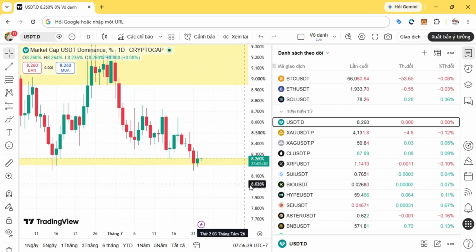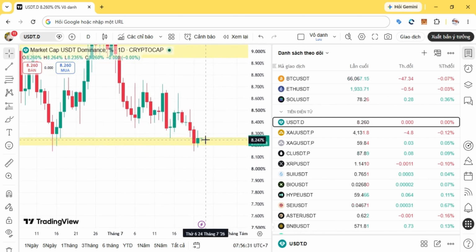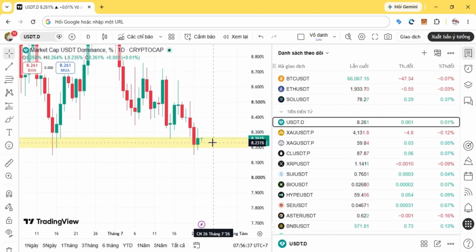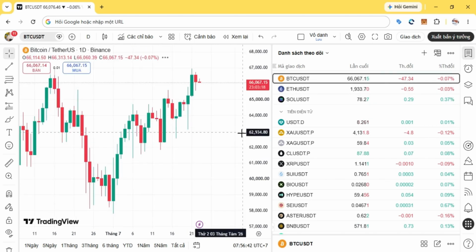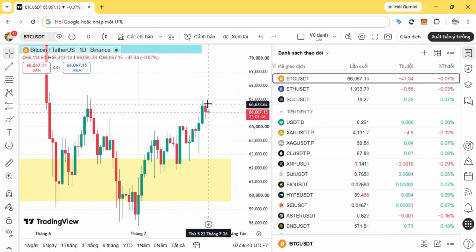Has it already wicked or what? It already wicked down here, so it will keep going up, right? If it keeps going up, then Bitcoin has to drop. And before it keeps going up, it will drop down here, see? And here, since it's already formed a double top and wicked down, it will continue to go down.